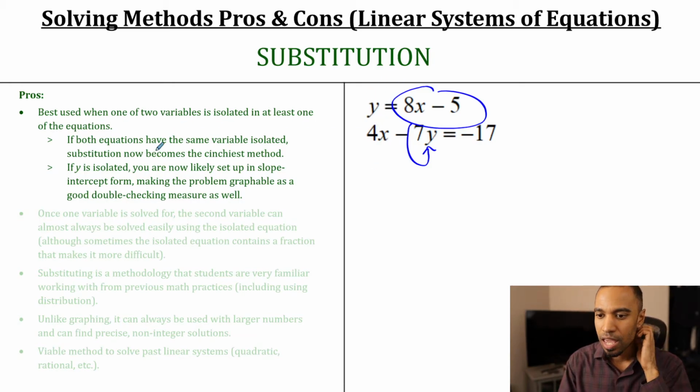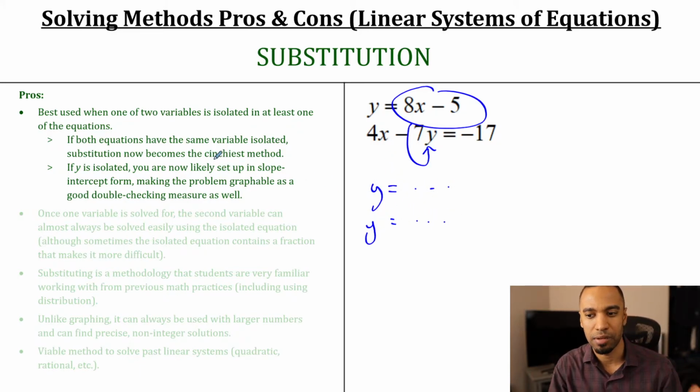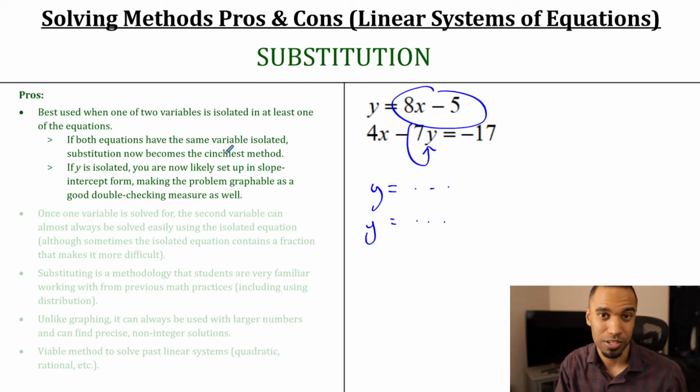That's perfect. If both equations have the same variable isolated, if I had a y equals and a y equals, substitution now becomes the cinchiest method. Cinchiest is actually a word. There's me with my big word. Saying it's a cinch, becomes the cinchiest method. It's the simplest. I should have said the word simplest. Simplest method to do. And if y is isolated, you're now likely set up in slope-intercept form, making it also graphable. So you could double check.